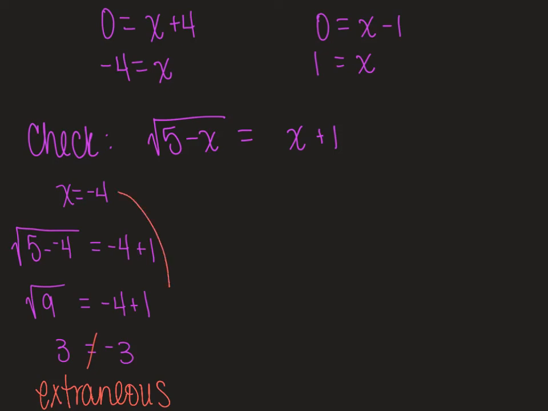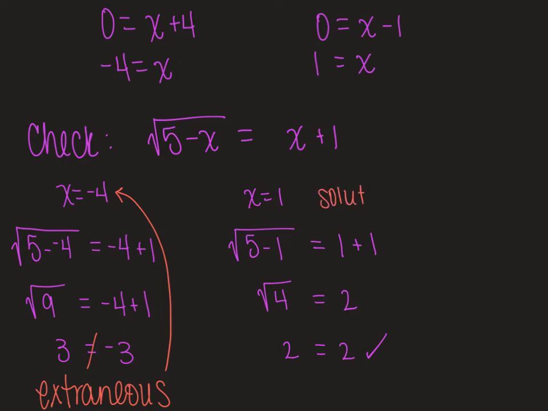So negative 4 is extraneous. Let's check our value x equals 1. So when I have the square root of 5 minus 1 equals 1 plus 1, square root of 4 equals 2, and 2 equals 2. This is great. So that means that x equals 1 is our solution.